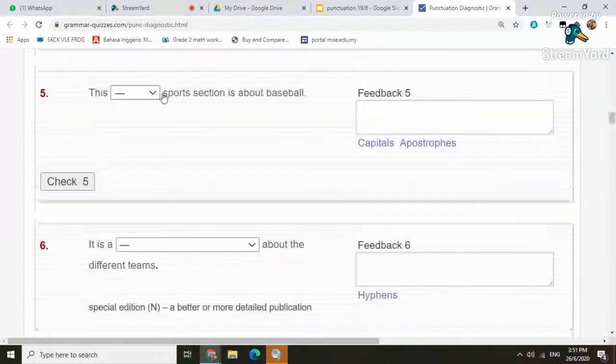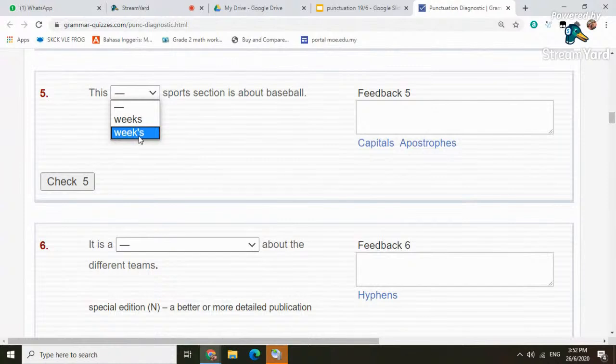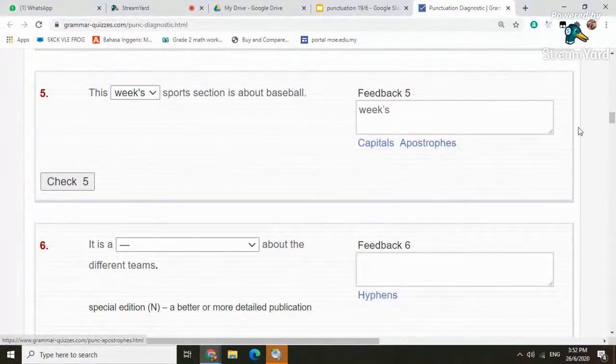Section is about baseball. Week or weeks? 1 or 2? What is the answer? Weeks or weeks? Okay, some of you answered weeks, the second one. Let's check the answer. Correct answer. Okay, now let's look at number 6.